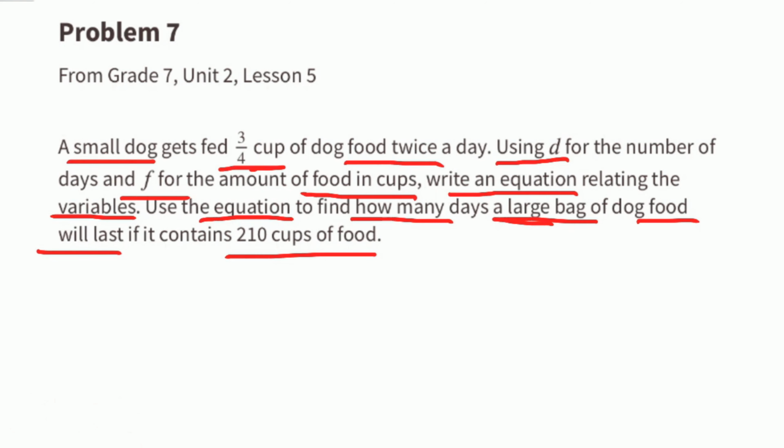Problem number 7 from 7th grade Unit 2, Lesson 5. A small dog gets fed 3/4 of a cup of dog food twice a day. Using D for the number of days and F for the amount of food in cups, write an equation relating the variables. Use the equation to find how many days a large bag of dog food will last if it contains 210 cups of food.